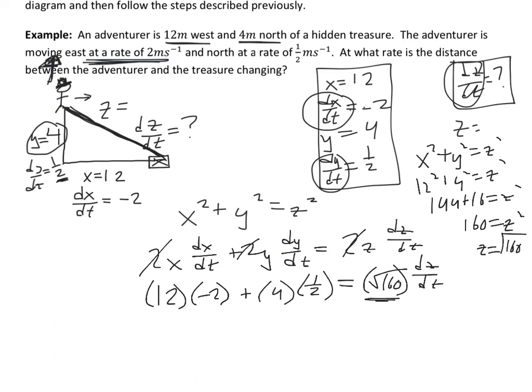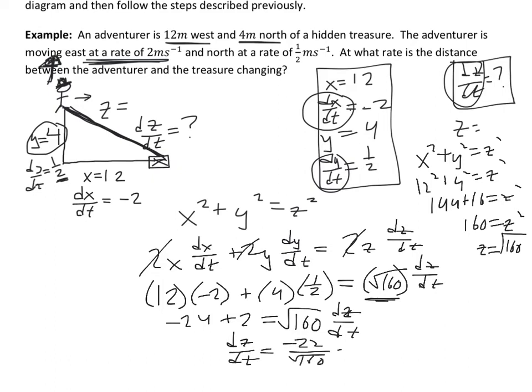And at this point, this is just a matter of solving, right? This is negative 24. This is plus 2. dz/dt, there we go. And if I divide this thing over, I'm going to find that dz/dt is negative 22 over the square root of 160. I could actually technically stop right there if I wanted to, or I could use my calculator. And using the calculator here, negative 22 divided by the square root of 160 gets me negative 1.74.